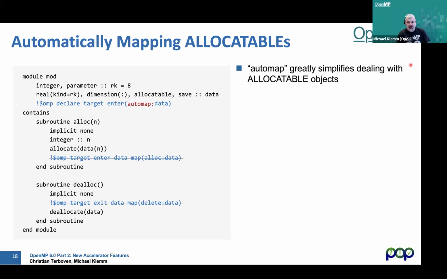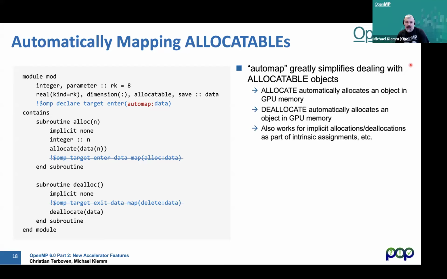Now, in this example, it's really easy to see where you have to put these things, but allocation and deallocation can also happen as part of Fortran intrinsic assignment, and that means you don't get to see all those allocations and deallocations. And so in OpenMP 6, we introduced what we call automap. So you can prefix a data entity with automap colon. You can cross out all the target enter data and exit data constructs. Click, please.